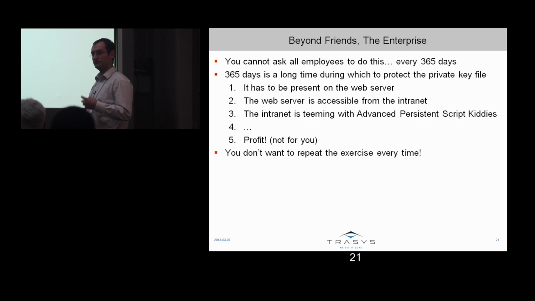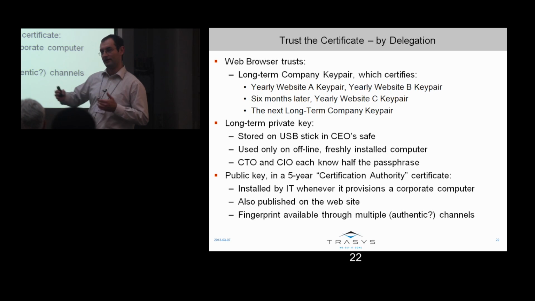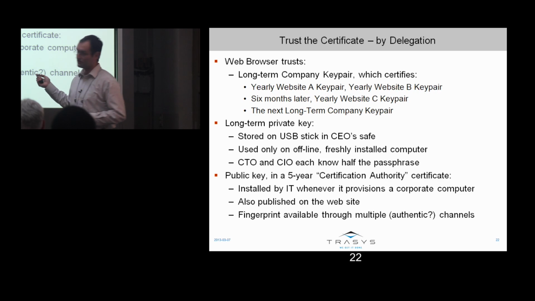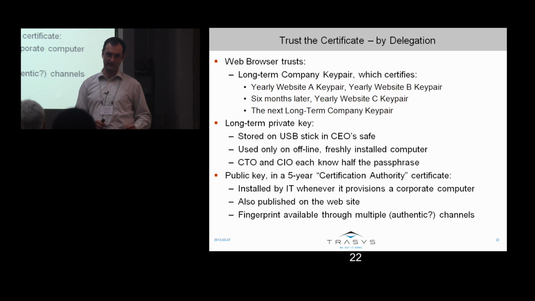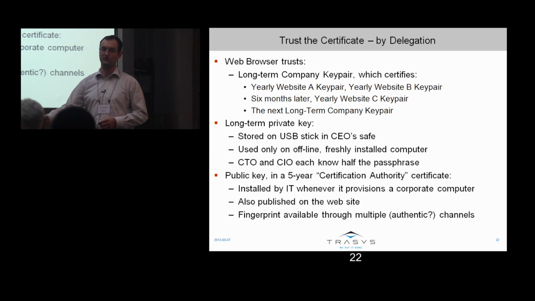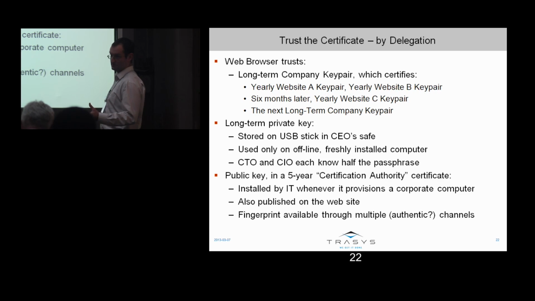Okay, so we don't want to do this every 365 days, but we want to have the certificates valid for at most 365 days. Maybe we should work with two levels. Maybe we should have a long-term company key pair that we defend heavily, that we only use for signing certificates, that we never keep on the web server or on any other server. Maybe we keep it on a USB stick, and we use it to sign yearly website key pairs.